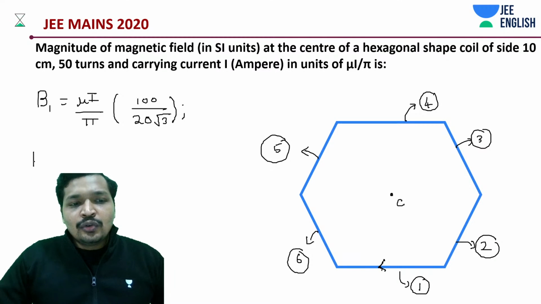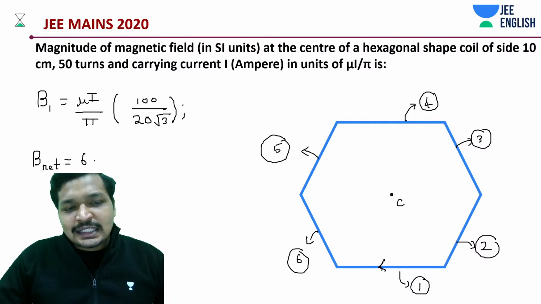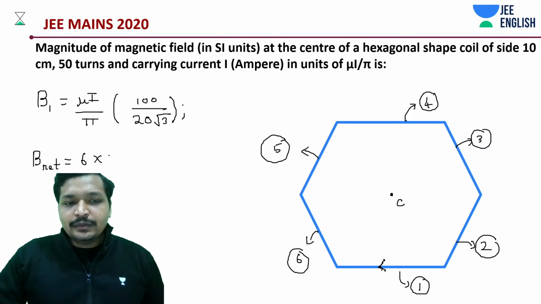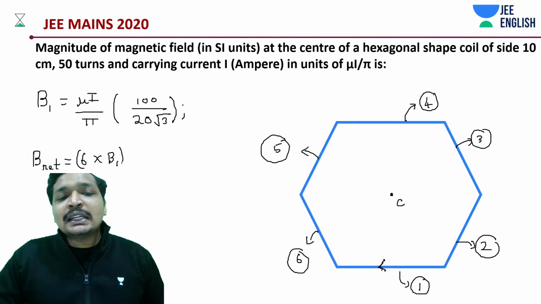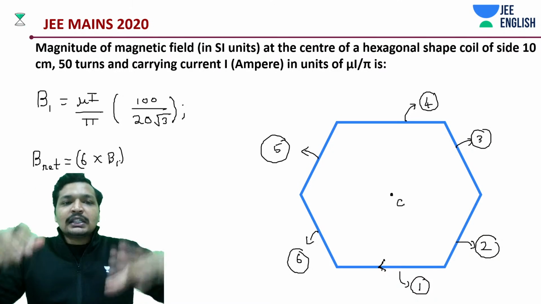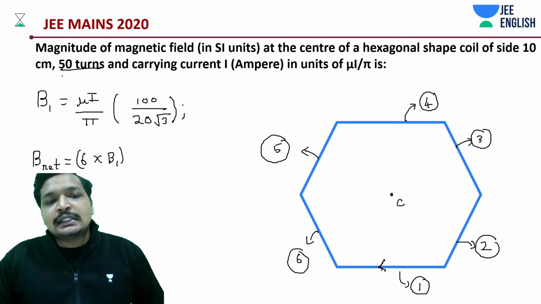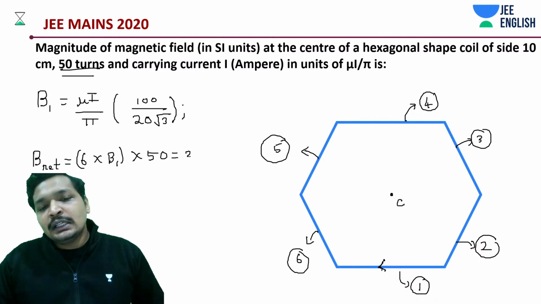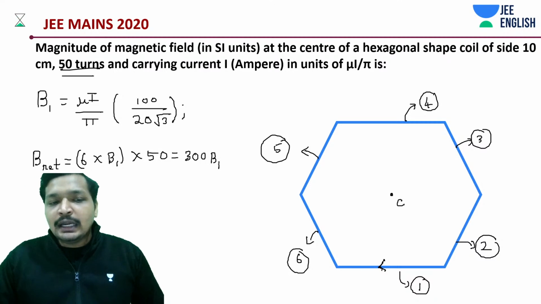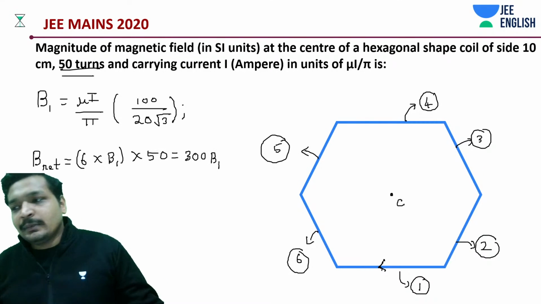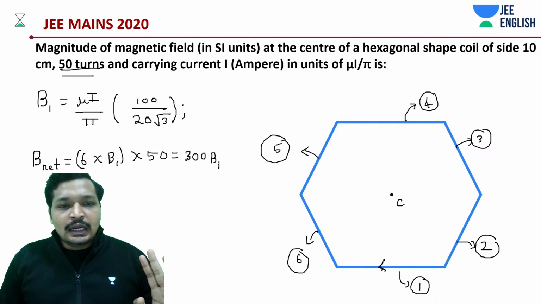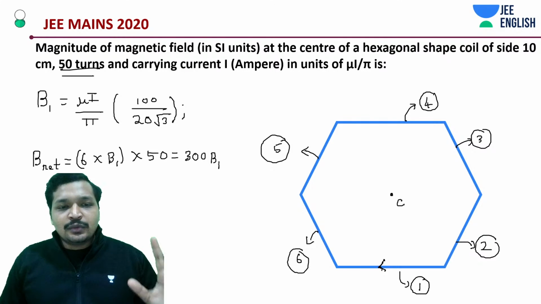Okay, so B net is going to be 6 into B1. And how many turns are there? How many such hexagons are there? 50 turns are there. Into 50. Basically, 300 B1 is the net field. Just as mathematics, you substitute the value of B1, you get the answer.